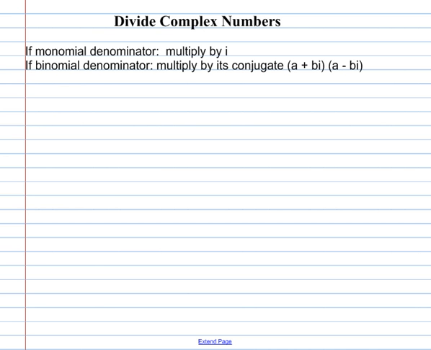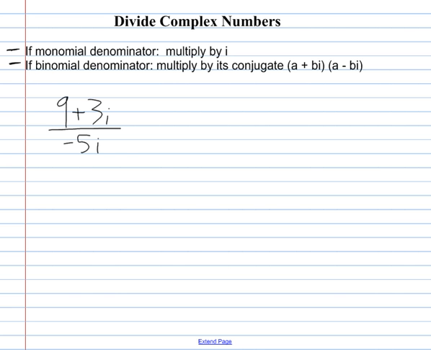When dividing complex numbers, the objective is to get rid of the imaginary in the denominator. And these are the two strategies that will produce that. So let's look at an example. Let's say we have 9 plus 3i divided by negative 5i. So two complex numbers, we're dividing them.